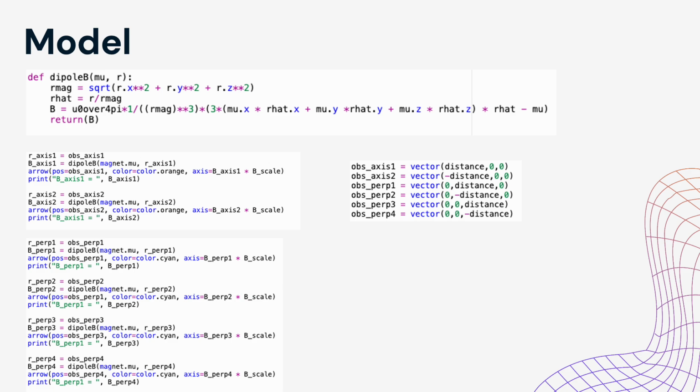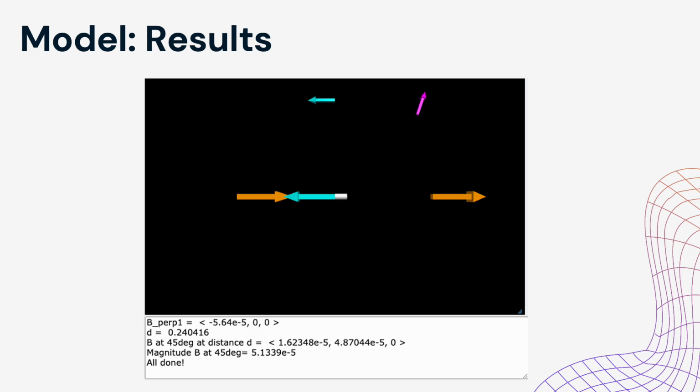So here's the model we created. First you can see the function for the dipole B, as well as different arrows below it, which is just the observation on the axes and at the perpendicular. And after that was all coded out, we can see the results.